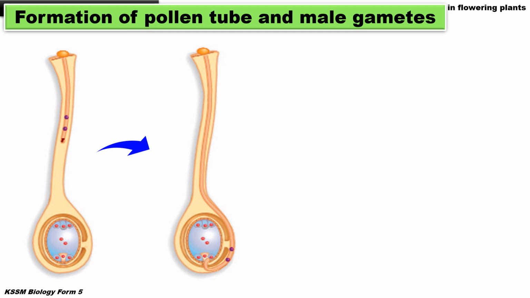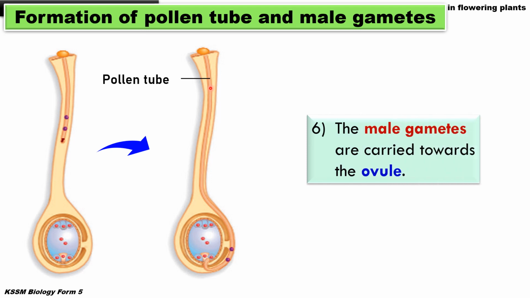Baru sambung continue lukis. Okay, so this is the pollen tube. So, the pollen tube now already reached down to the ovule. Okay, carry the 2 male gamete. So, these 2 male gamete, dia akan follow. Okay, lukis yang ni. This one, lukis structure ni. Kenapa kena lukis? Supaya you ingat dia punya proses.